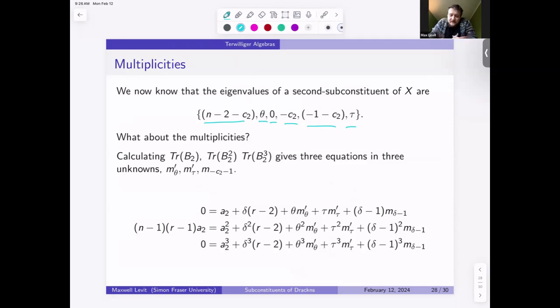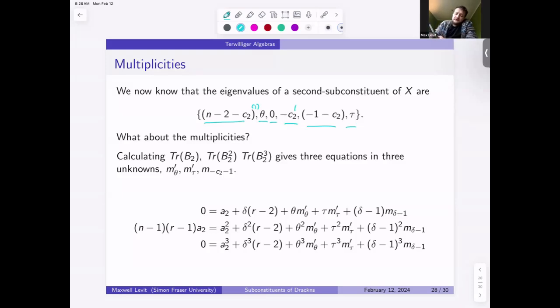So we have these eigenvalues here, and what do we need to do? The last thing to do is to calculate the multiplicities. Well, this multiplicity is 1. By our lemma, well, I didn't prove it, but I stated this lemma that I can show that this second subconstituent is connected.